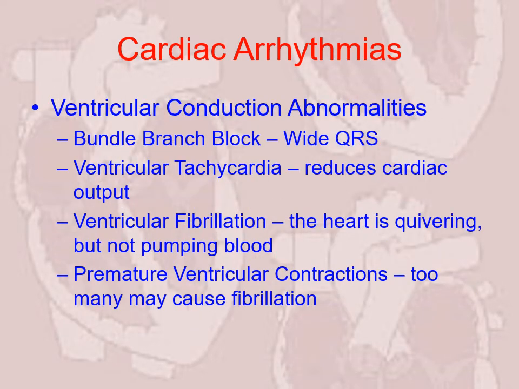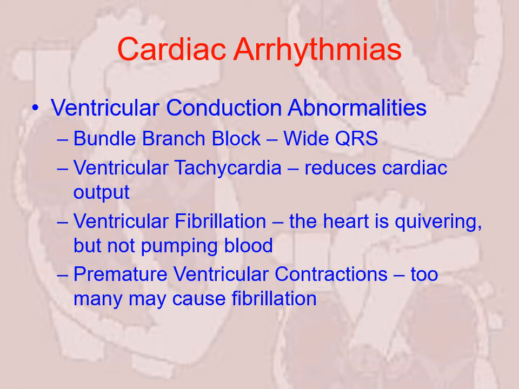Next up, ventricular conduction abnormalities. Bundle branch block: interference with conduction in one of the bundle branches. This usually doesn't alter cardiac output, but appears on the ECG as a wide QRS wave. Ventricular tachycardia is likely to reduce cardiac output because filling time is reduced.